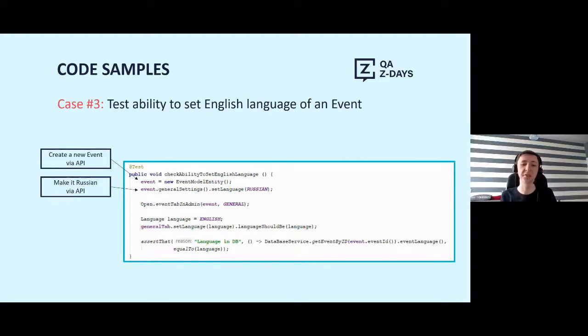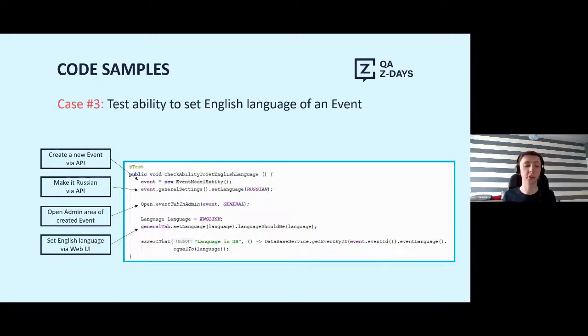So we set the new language to English, or to Russian, sorry. So it should not be English. So in this case, we are sure that we have created a Russian event. And then everything is like in the previous example. So we're opening our event in the browser, we're setting new language via web UI, and finally, we're checking that new language appeared in our database.